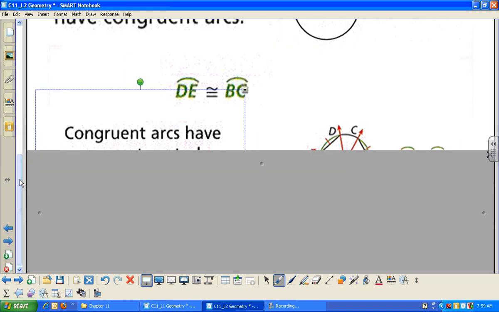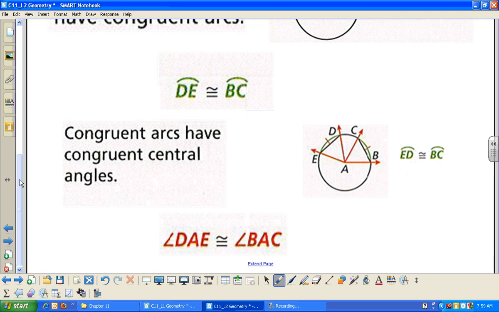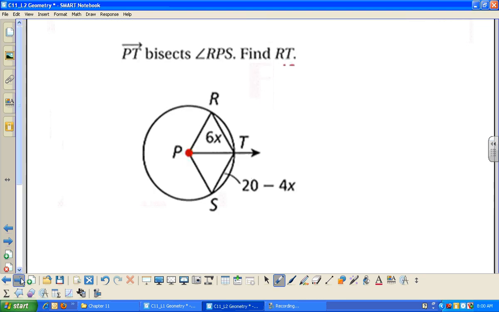And my last one would be the theorem: congruent arcs have congruent central angles. So if I know that these two arcs are congruent, then these two angles are also congruent. Central angles always mean the angle at the center of the circle.